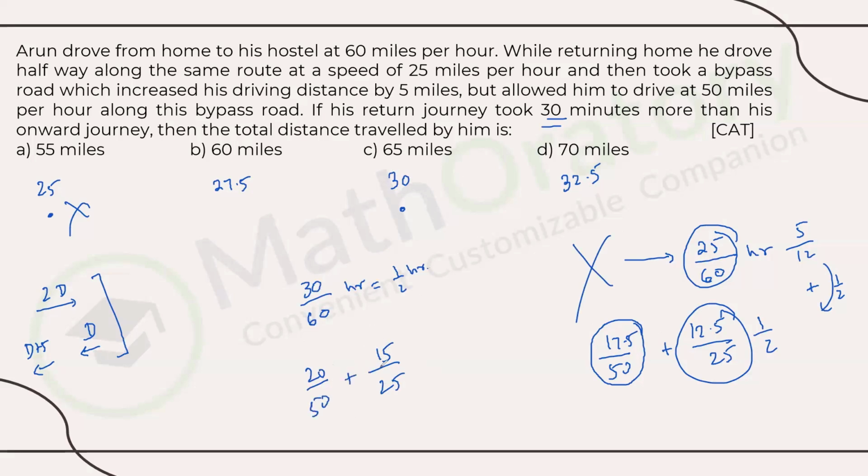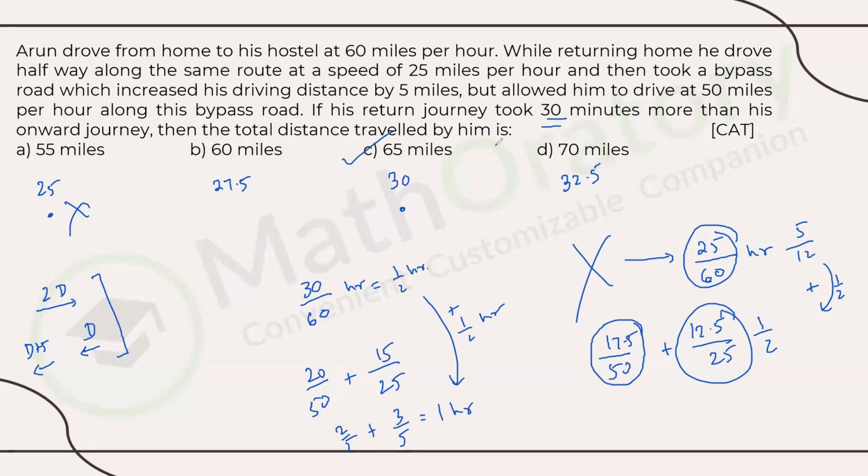Now notice something interesting out here. This 15 by 25 is actually 3 by 5. And this 20 by 50 is actually 2 by 5. And 2 by 5 plus 3 by 5 is 1. Now half an hour to 1 hour, that is actually an increase of half an hour, right? So that is an increase of 30 minutes, which is what we are looking for. So this satisfies. Nice.